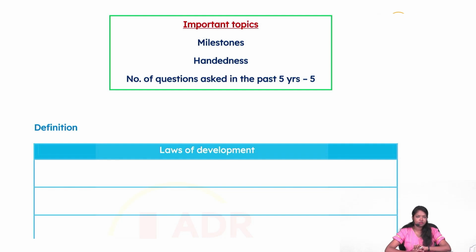What is the definition of development? Growth, I told you, is the increase in size of cells. But what is development actually? Can we use the term synonymously, or is growth different and development different? Different, yes, very good difference.